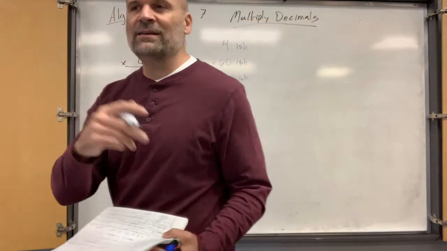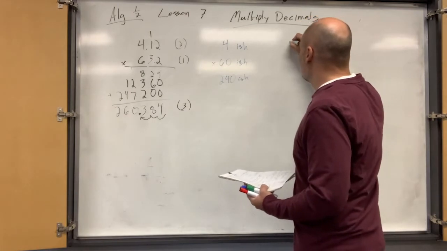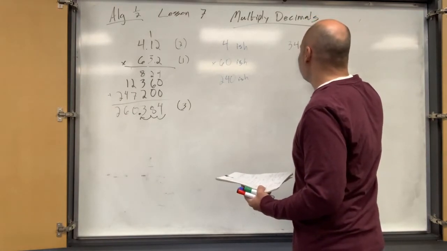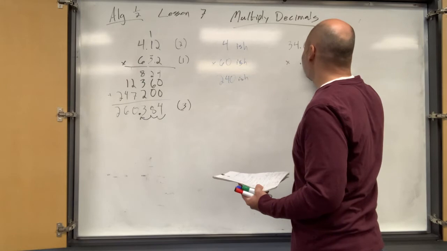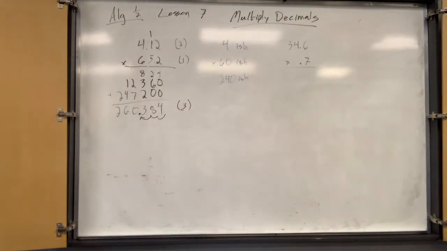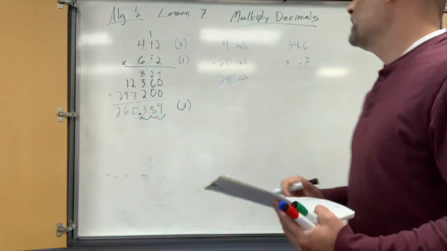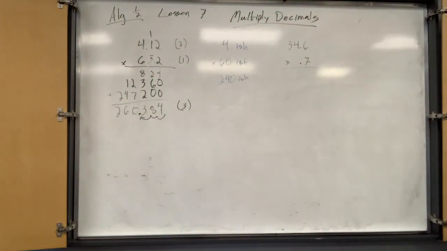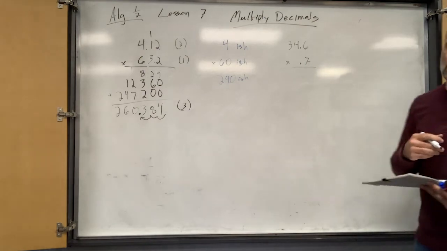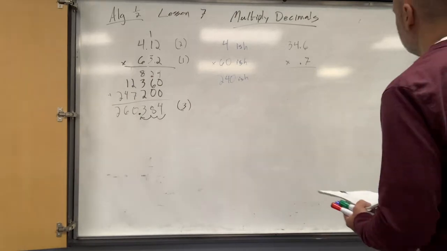Let's try one. Let's have you guys try this problem and see if you get it right, okay? 34.6 times 0.7. Go. Do that math. Do the math. All right? 34.6 times 0.7. Don't do it on a calculator. Can't use a calculator until second semester.